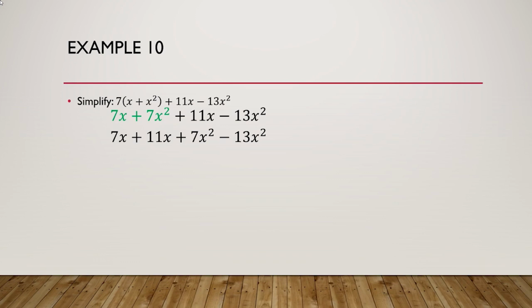So 7x plus 11x is 18x. 7x squared minus 13x squared is negative 6x squared. So we have 18x minus 6x squared. Now, am I done? The answer is yes. I am done. X and x squared are different. They're unlike terms. So you wouldn't be able to combine them. So it's always apples with apples, bananas with bananas. You can't combine an apple and a banana. Well, you can combine it in a smoothie, just not in math.